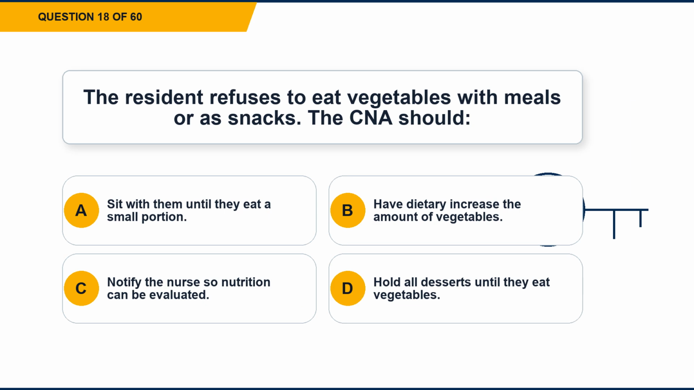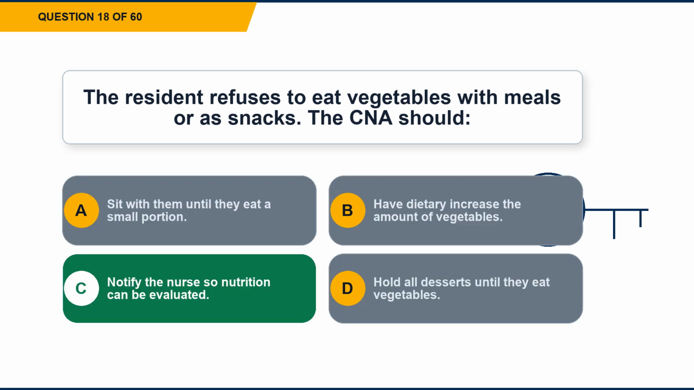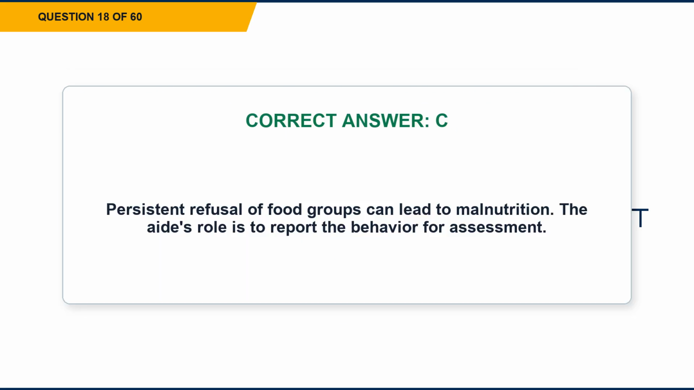Question 18. The resident refuses to eat vegetables with meals or as snacks. The CNA should: option A: sit with them until they eat a small portion. Option B: have dietary increase the amount of vegetables. Option C: notify the nurse so nutrition can be evaluated. Option D: hold all desserts until they eat vegetables. The correct answer is option C: notify the nurse so nutrition can be evaluated. Explanation: persistent refusal of food groups can lead to malnutrition. The aide's role is to report the behavior for assessment.